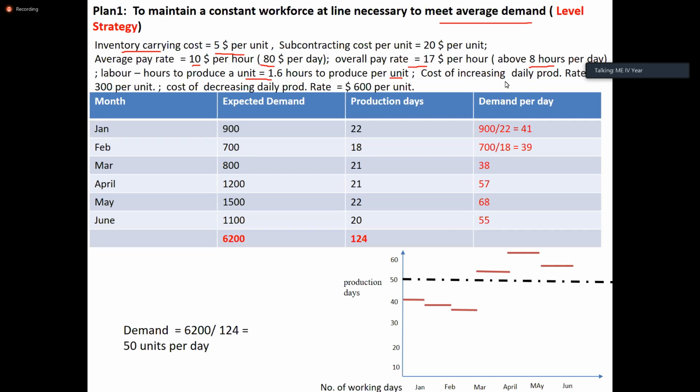Okay. Cost of increasing daily production rate is 300 per unit. Cost of decreasing daily production rate is 600 per unit. Okay, so this is the detailed question. This question will be useful as input data for all the three strategies. Based upon the strategy, whenever we need input data, accordingly this slide will come.